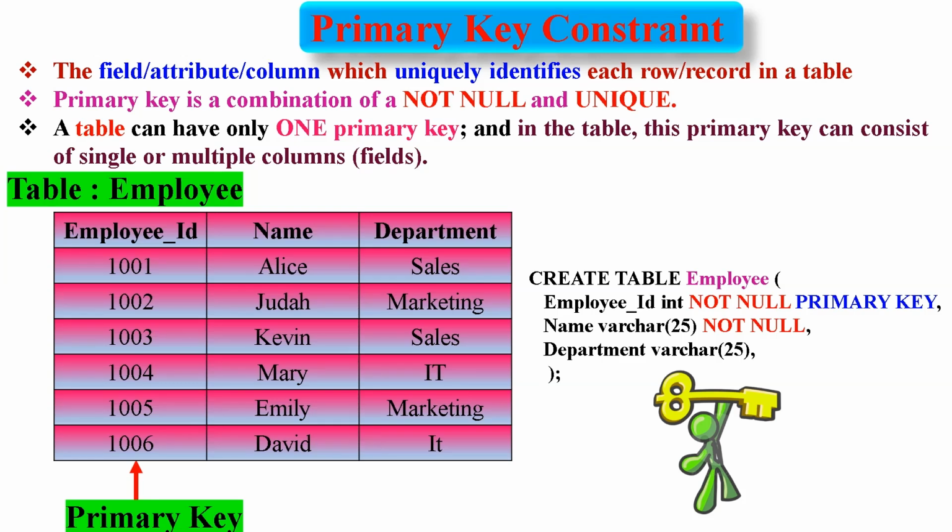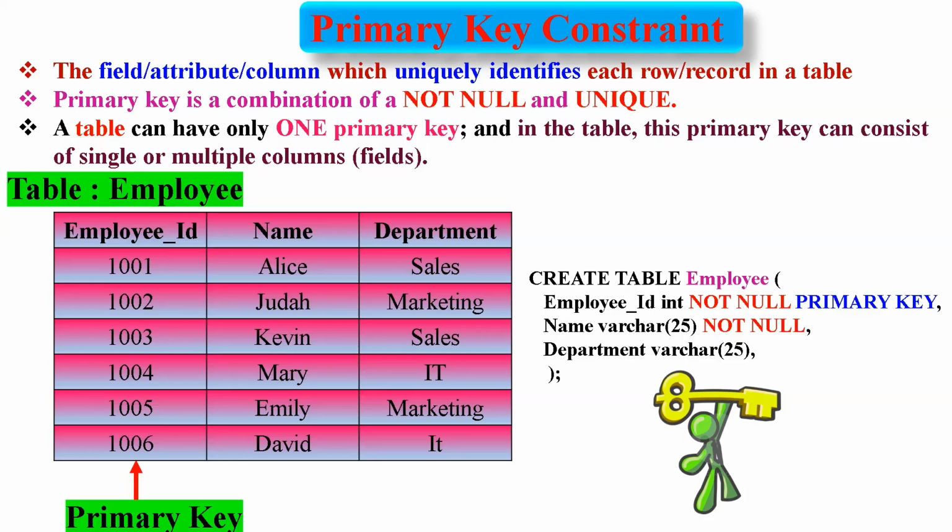The first constraint is the primary key constraint. The field or attribute or column which uniquely identifies each row or record in a table is the primary key. Primary key is a combination of a not null and unique. Primary keys must contain unique values and cannot contain null values. A table can have only one primary key, and in the table, this primary key can consist of single or multiple columns, fields.